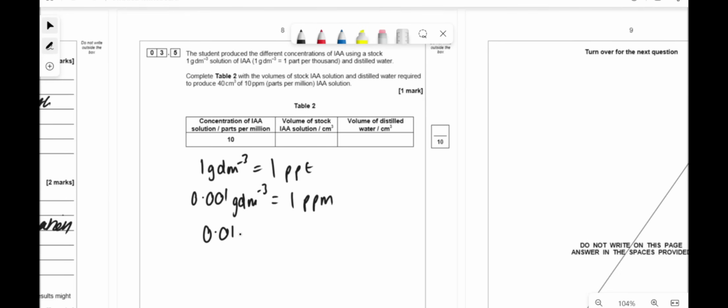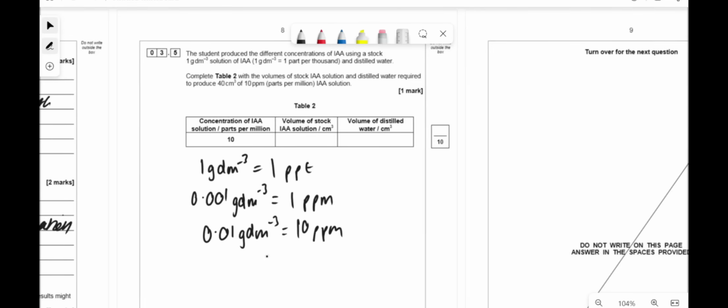So moving on then. The student produced the different concentrations of IAA using a stock 1 gram per decimeter cubed solution of IAA. That's 1 part per thousand in distilled water. Complete table 2 with the volumes of stock IAA solution and distilled water to produce 40 centimeters cubed of 10 parts per million. So we need to do some unit conversions first. We've been told that 1 gram per decimeter cubed equals 1 part per thousand. To get from parts per thousand to parts per million, we divide by 1,000. So 0.001 grams per decimeter cubed equals 1 part per million. They want 10 parts per million, so we times this by 10. We get 0.01 grams per decimeter cubed, which is 10 parts per million.